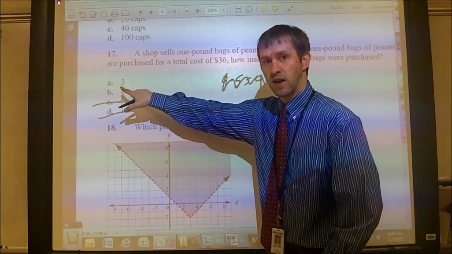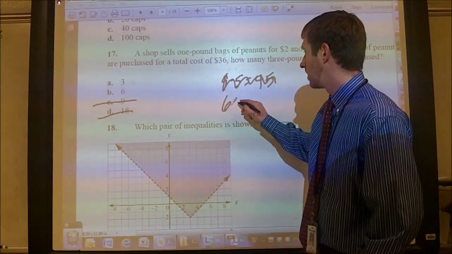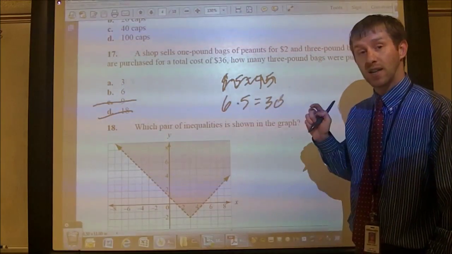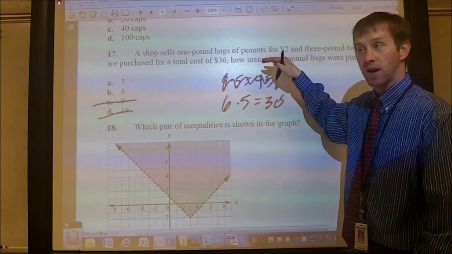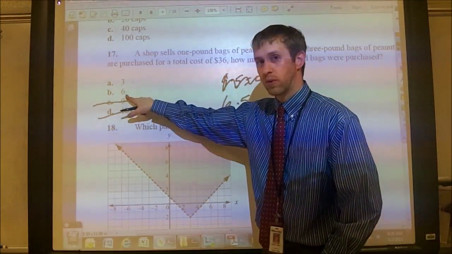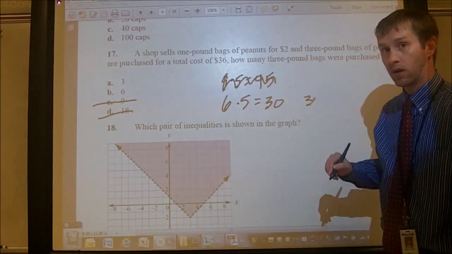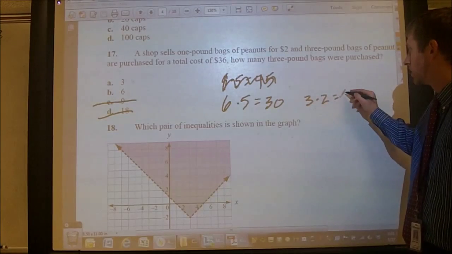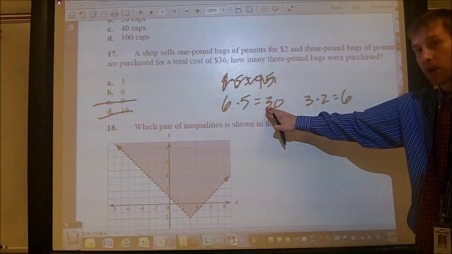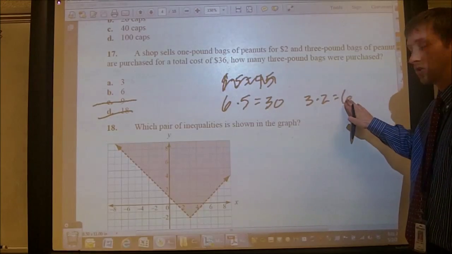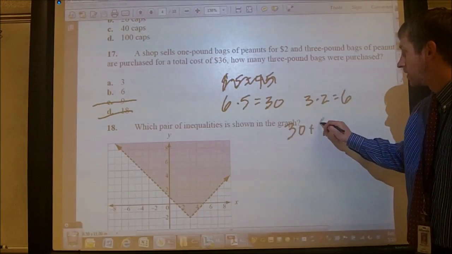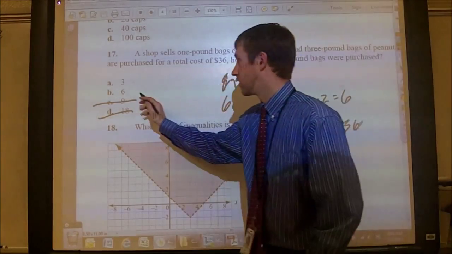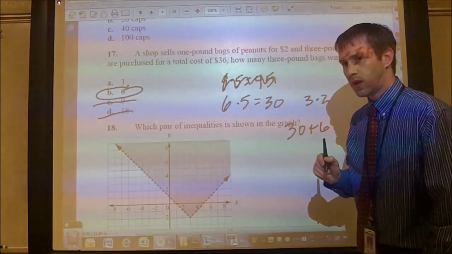6. If they buy 6 3-pound bags, 6 times 5 is 30. They would have spent $30. But it says they bought 9 bags. Well, if they bought 6 3-pound bags, that means they bought 3 1-pound bags, and the 1-pound bags are $2 apiece. 3 times 2 is 6. So they spent $30 on the 3-pound bags, $6 on the 1-pound bags. 30 plus 6 is 36. So they spent $36, and that matches here. So that's B. Hopefully that makes sense.